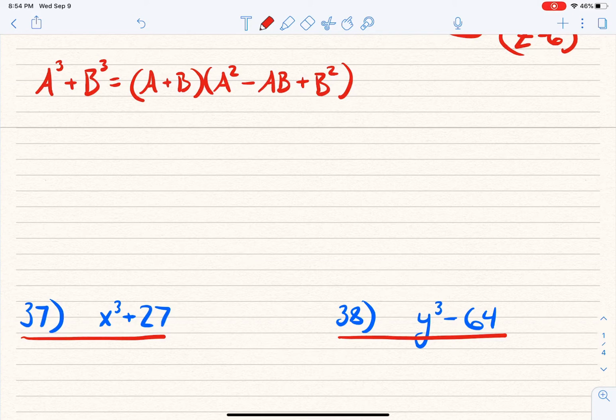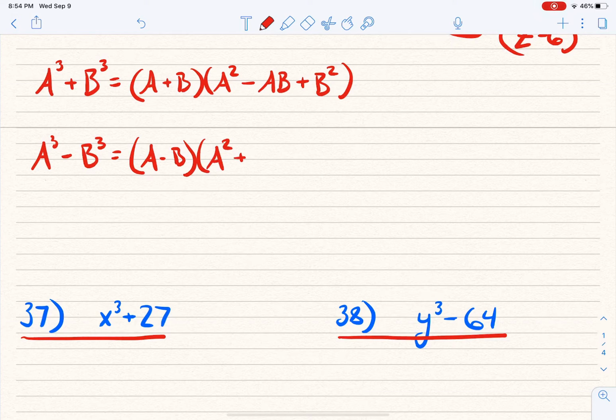And if you have something cubed minus something cubed, that will always factor into the first one minus the second one times the first one squared plus the product of the two of them plus the second one squared. Now, again, that might sound like I just blew through that super fast, and I did, because this is just a formula out of your book. It's worth recognizing, it's worth knowing, but sometimes it's hard to remember.